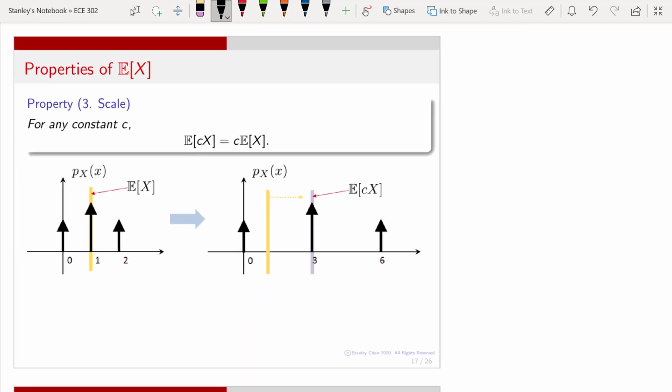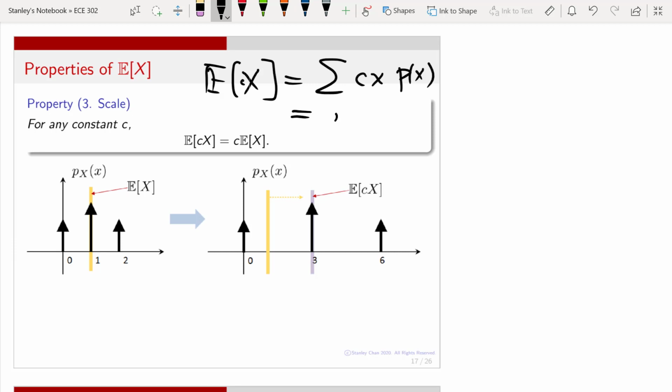The third property is that if you multiply the random variable x with a constant, the constant would come out. The proof is that if you have c times x, you just need to look at this c x times this p(x). And c can come out of the summation, so you have x p(x), and this is just c times expectation of x.